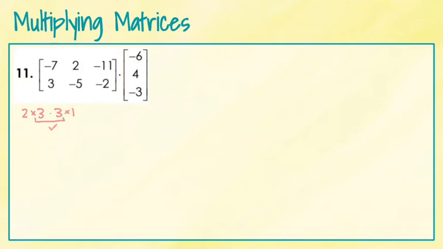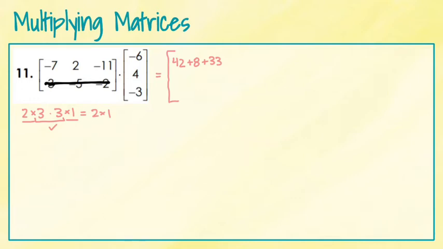So 3 and 3, those are the same. Our answer is going to be a 2 by 1 matrix. So let's come up here. So we're going to have 2 rows and 1 column. So to come up with row 1, column 1, we need to multiply row 1 times column 1. So we don't need row 2, and there is no other columns. So negative 7 times negative 6 is positive 42. 2 times 4 is positive 8. Negative 11 times negative 3 is positive 33.